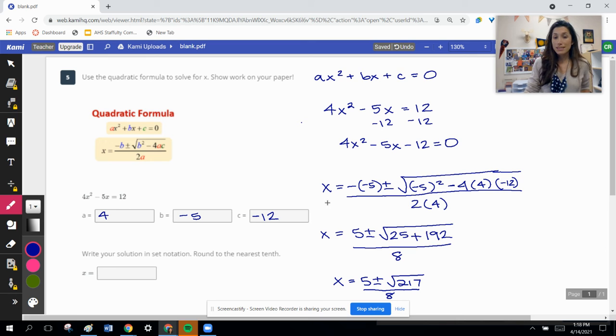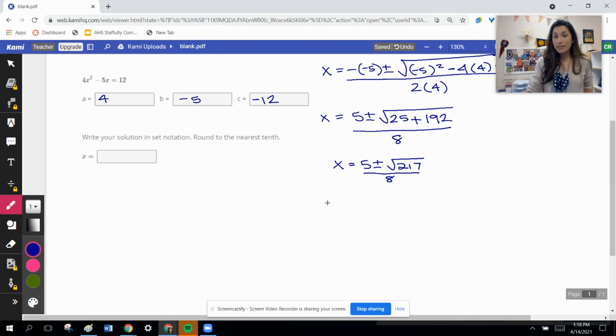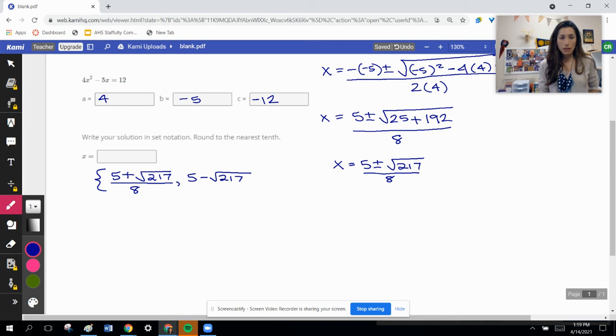So this is what we would call the exact answer. Remember we're putting our solution in braces. One exact answer is when we take 5 and we add square root of 217, divide that by 8. And that's because the square root of 217, we know that's not a perfect square. So there's no whole number that multiplies to make 217. The other solution is 5 minus square root 217, all divided by 8. You can leave your answer in this format here. That's called exact form. So the exact solution.